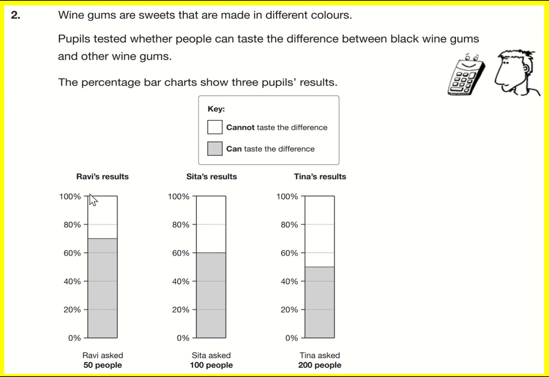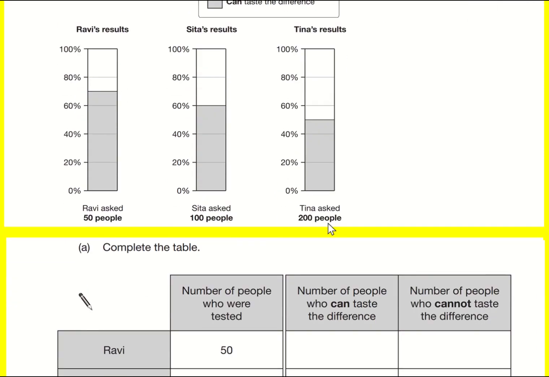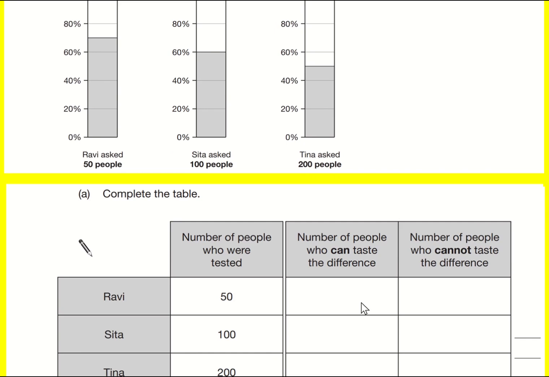We've got 3 people doing surveys on whether people can taste the difference between black wine gums and other wine gums. And here are the results: whether they cannot taste the difference in white, they can taste the difference in grey. So in different numbers of people that they asked. And then we've got to work out the number who could taste the difference and who couldn't.